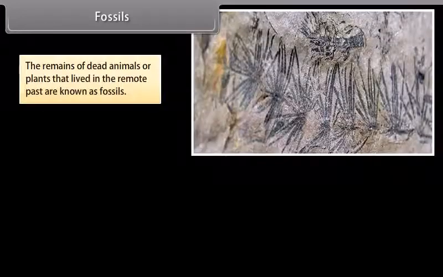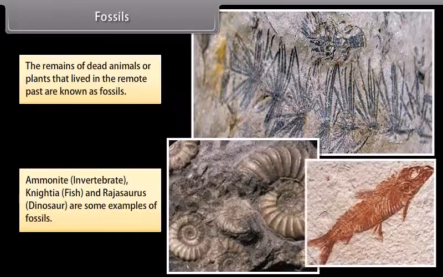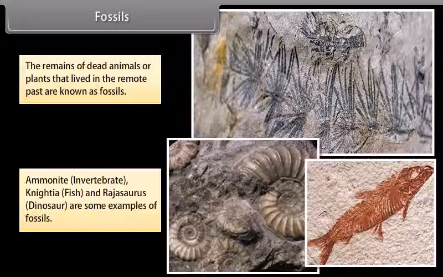Fossils. The remains of dead animals or plants that lived in the remote past are known as fossils. Ammonite, an invertebrate, Nicaea, a fish, and Rajasaurus, a dinosaur, are some examples of fossils.